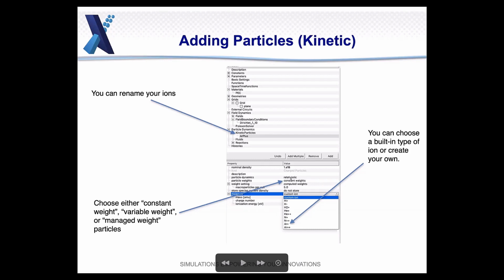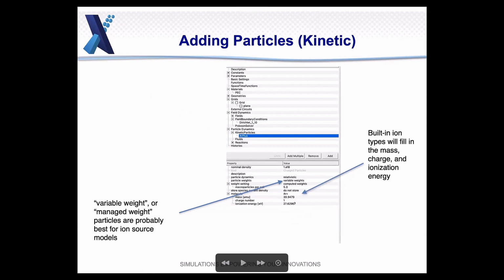You can also choose here whether you want your particles to be constant or variable weight. For ion sources, you probably want variable weight or managed weight. Managed weight is variable weight, but with splitters and combiners to keep your number of macroparticles small. If you choose AR+, it fills in all the data for you. Use variable weight.